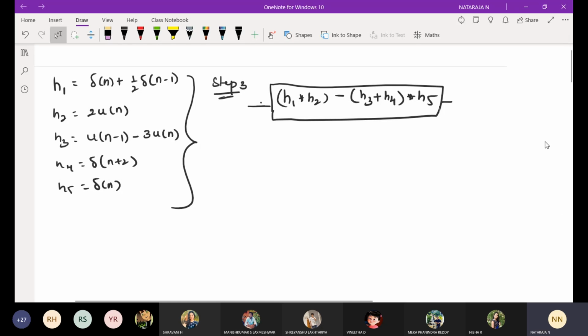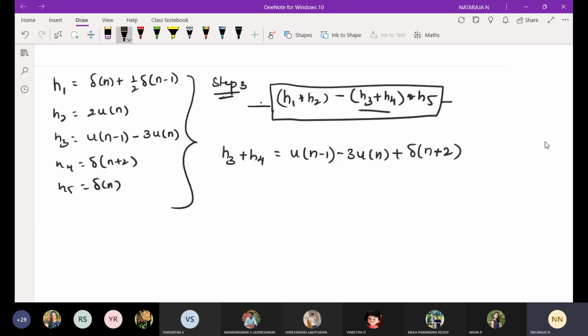Okay. This is my step 3 output. I got the final output. Now I need to substitute the values. First I will take these two, H3 plus H4. What is the value of H3? That is u of n minus 1 minus 3 u of n, plus H4, that is delta of n plus 2.